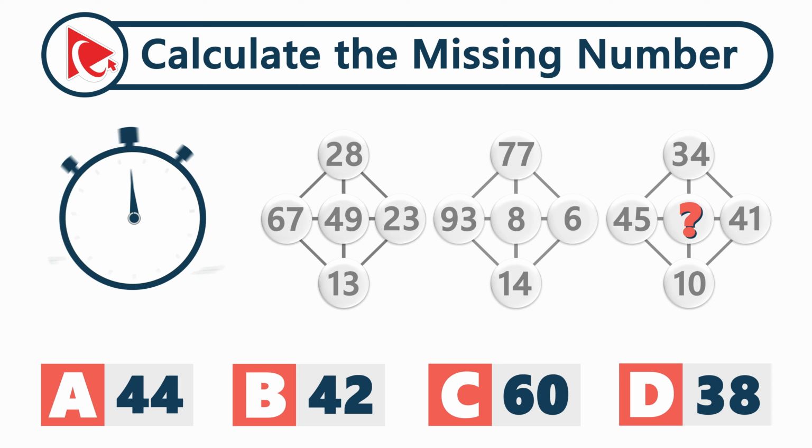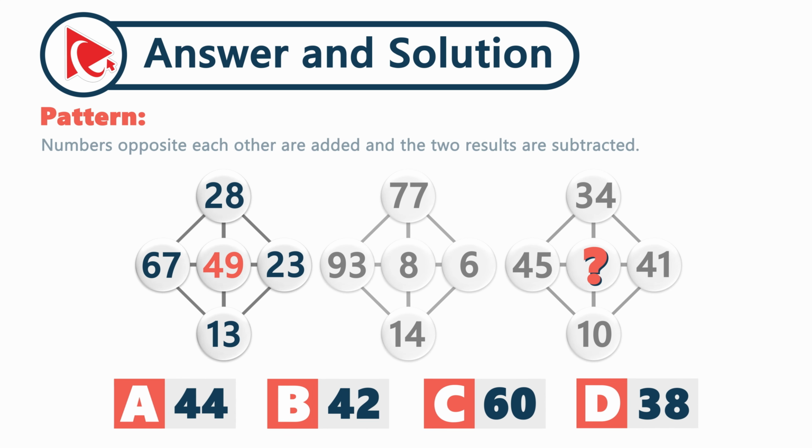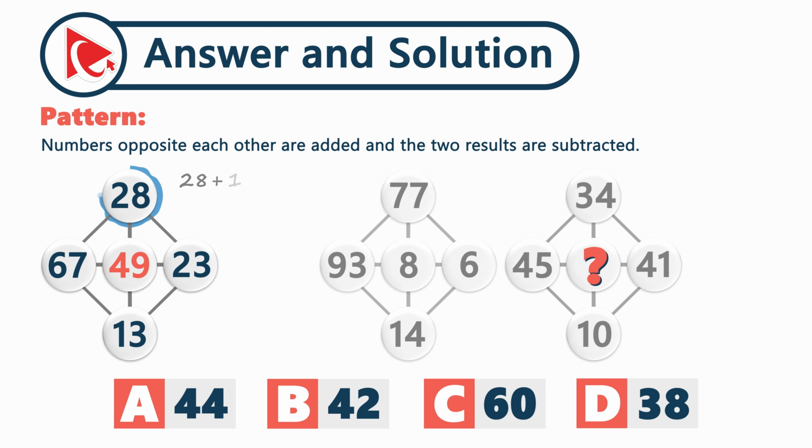Time's up. Are you ready with your answer? Remember the hint I gave you? With that hint, you could probably determine the pattern. And the pattern here is that the numbers on the opposite sides are added, and then the 2 results are subtracted. Let's look at the example. 28 plus 13 equals 41, and 67 plus 23 equals 90. 90 minus 41 equals 49, and that's exactly the number in the middle.